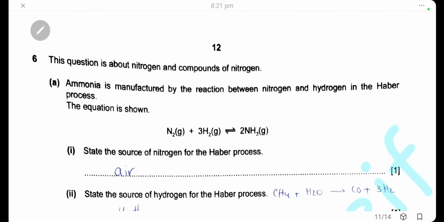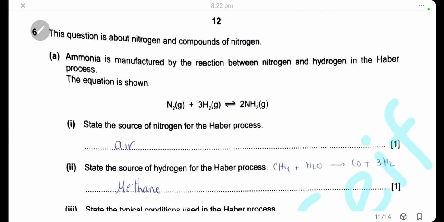Question 6. This question is about nitrogen and compounds of nitrogen. Ammonia is manufactured by the reaction between nitrogen and hydrogen in the Haber process. The equation is as shown. State the source of nitrogen in Haber process. Nitrogen can be obtained from air by fractional distillation of liquid air.